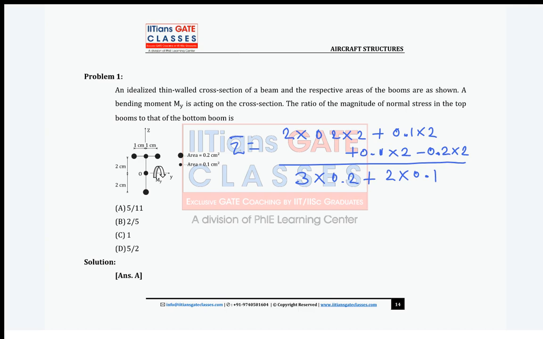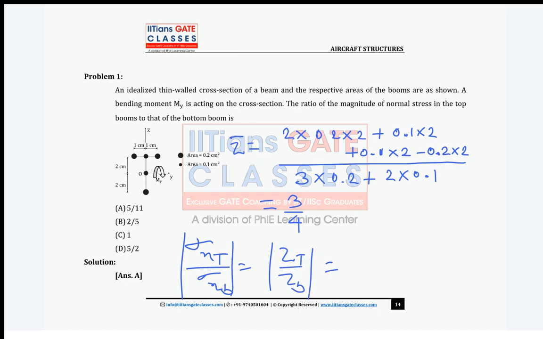Yeah, thank you guys for correcting. So what is Z? Z bar is 3 by 4. Then your ratio is sigma x top upon sigma x bottom, and they ask the magnitude. So it is Z top upon Z bottom. It is 2 minus 3 by 4 upon minus 2 minus 3 by 4. So it will come as how much? 5 by 11. Okay, so everybody, it is clear.